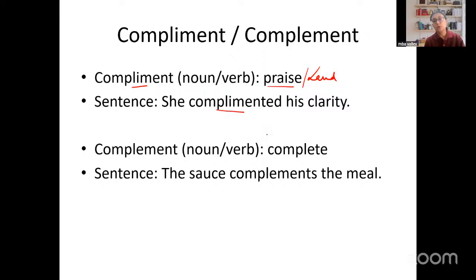Complement means, I'll add to this, to make complete. Complement is to make complete. The sauce complements the meal. When you look at a couple and you say, oh, you guys complement each other so much. What is that complement? This one or this one? Definitely this one. So complement means you guys make each other complete. There are certain foods that, like you say, fish and chips, they complement each other. Burger and fries, they complement each other, right?